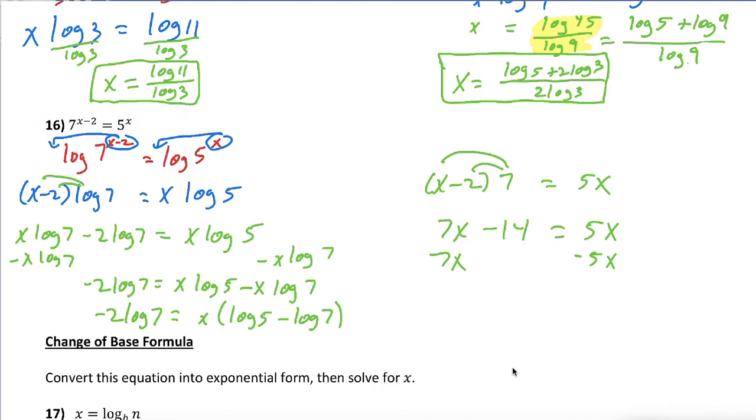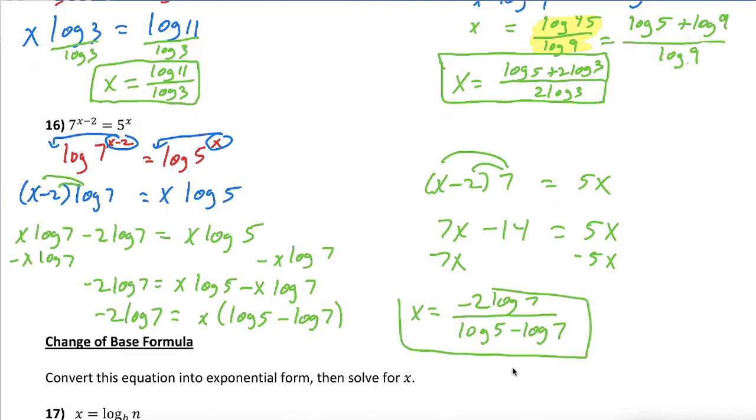All that we would have to do now to get the x by itself is to divide both sides by that other factor, log of 5 minus log of 7, which I know looks weird. Not by x. I know it looks weird and complicated, but negative 2 log of 7 divided by log of 5 minus log of 7, it's just some number. And everything is fully simplified because the arguments of those logs, the 7 and the 5, are prime numbers. They can't go anywhere. That is your final answer.